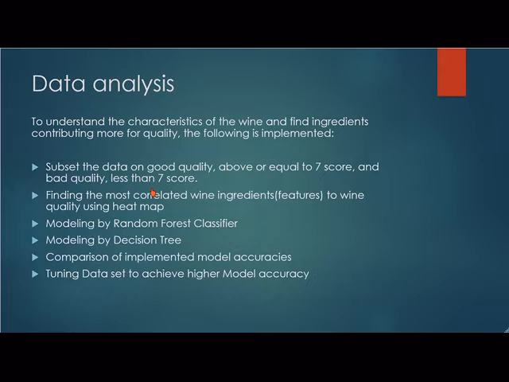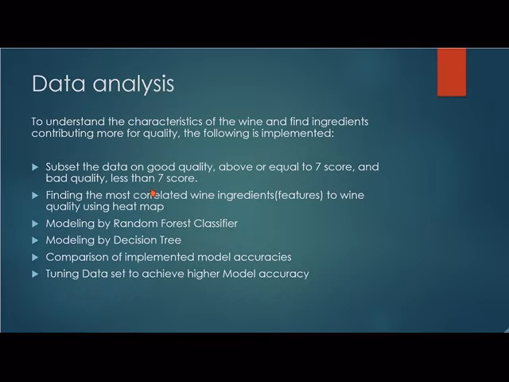Later on, as I mentioned, we just assign the digit 1 to the ones that have a good quality, and digit 0 to the ones that have a bad quality. Later on, I'll walk you through that one as well. And then we find the most correlated wine ingredients to wine quality using a heat map or correlation matrix. So using the correlation matrix, we will see which ingredients have the most impact, most positive impact, and are most correlated with the wine quality.